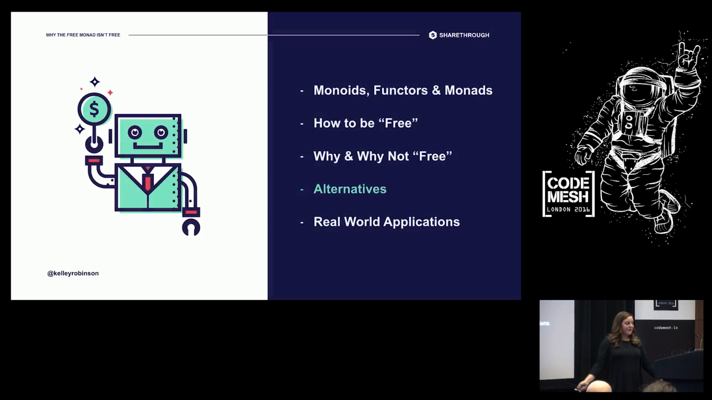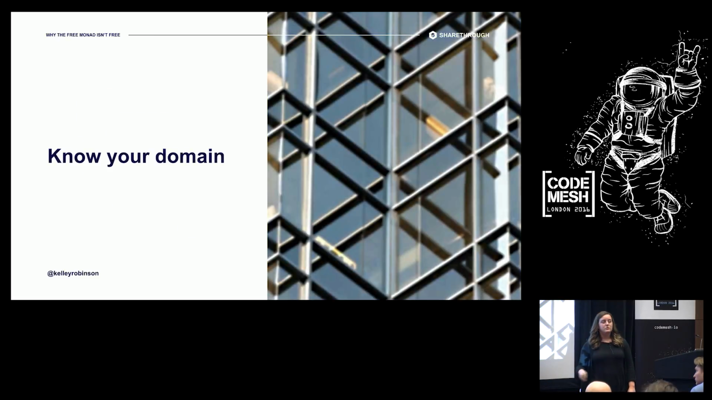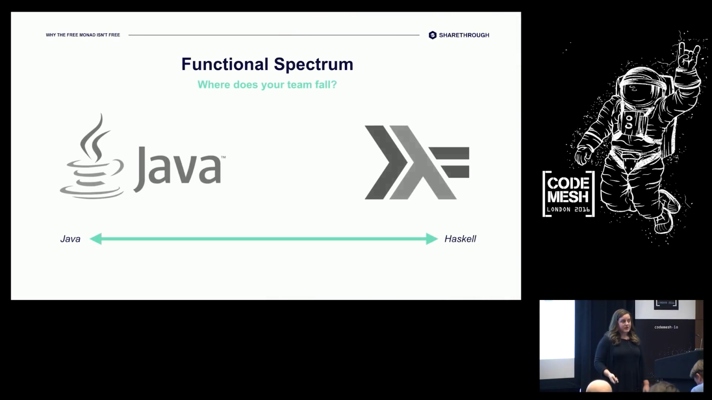So if we're not going to use the free monad, what are some of the alternatives available to us? Well, before we talk about that, I think it's important to mention that we should know the domain that we're in, know the domain that you're going to be programming in. Like everything in programming, this is going to be about trade-offs and totally dependent on your domain. So know your domain. This spectrum, very relevant for Scala, but also you can think about it in your programming languages and environments that you operate in.